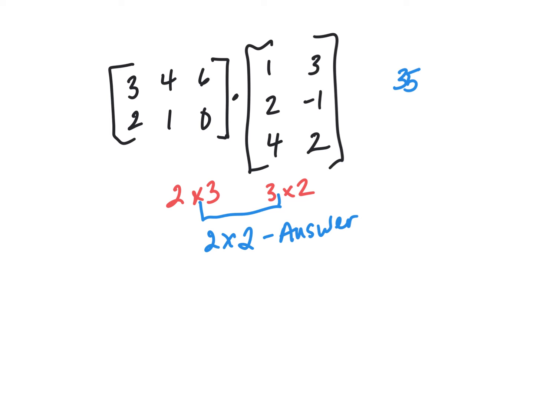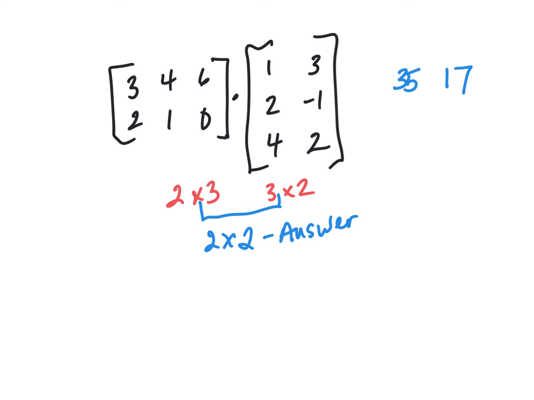Now, we're going to do that row again, but we're going to slide over to the second column. So 3 times 3 is 9. 4 times -1 is -4. So 9 plus -4 is 5. Plus 12 is 17.